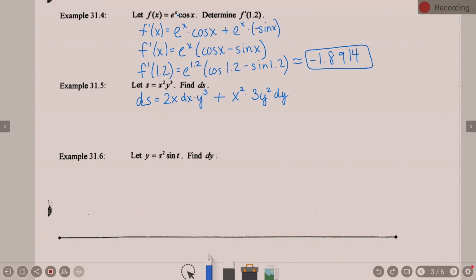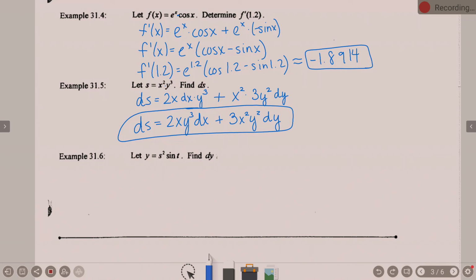The only other thing I did is I kind of cleaned this up in that the differentials you tend to put at the end of each term. So when I clean this up, ds equals 2x y cubed dx plus, then over here I'd move the 3 out front and say 3x squared y squared dy. That would have been my cleaned up version there.